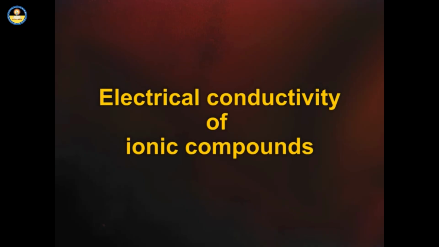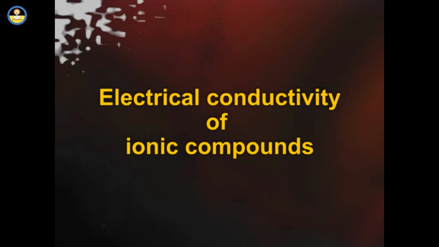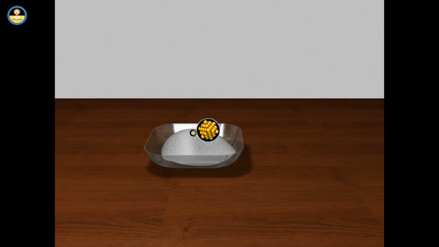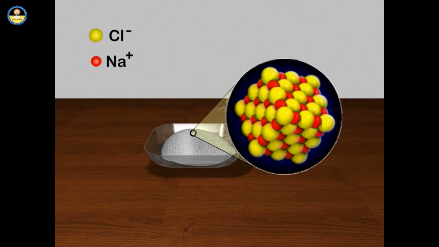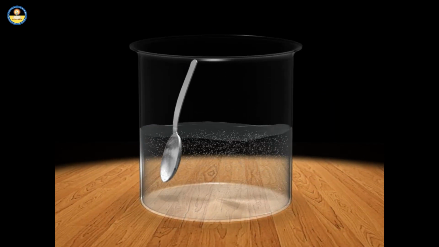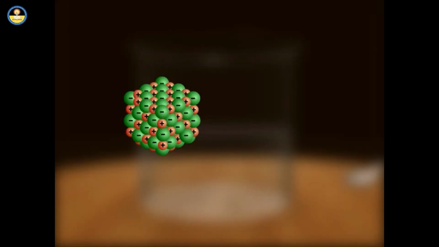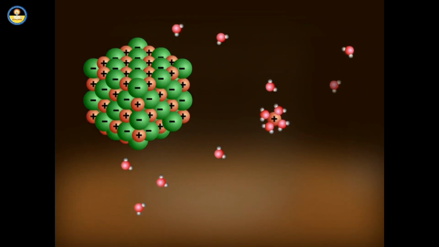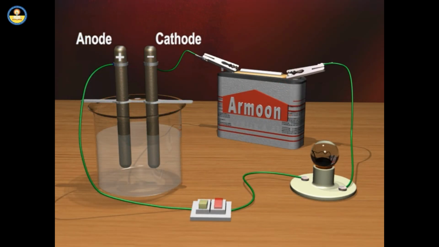We will now learn about electrical conductivity of ionic compounds. Ionic compounds do not conduct electricity in the solid state because in the solid state, the oppositely charged ions have fixed positions. The ions are not able to move. However, when they are melted or dissolved in water, the crystal structure breaks down and the ions are free to move. These free ions conduct electricity.